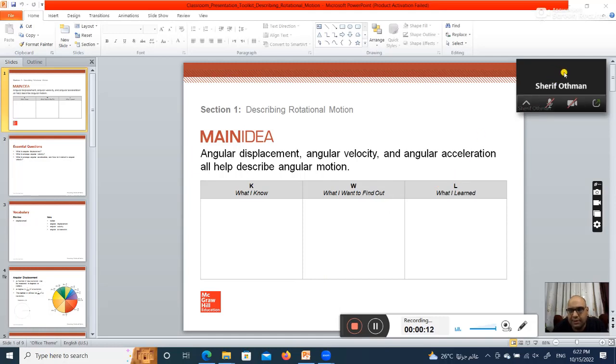Okay, guys, our third lesson is talking about the circular motion and how an object is moved in a circular path.